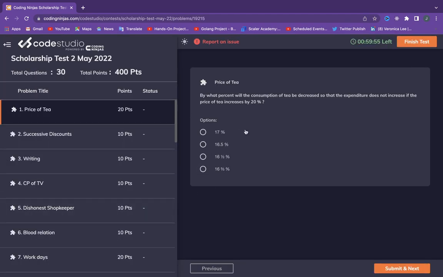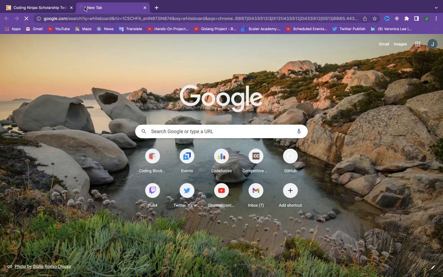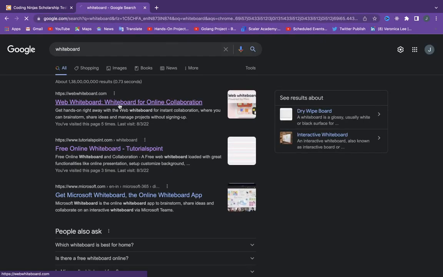What percent will the consumption of tea be decreased so that the expenditure does not increase if the price of tea increases by 20%? What? Calculator and a writing pad. I thought these were gonna be coding questions.